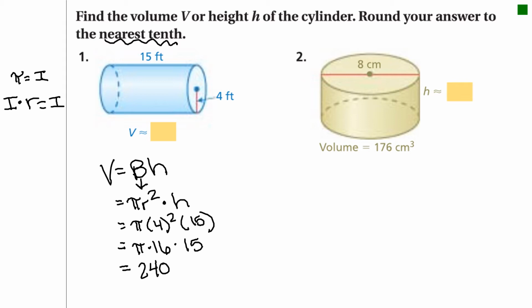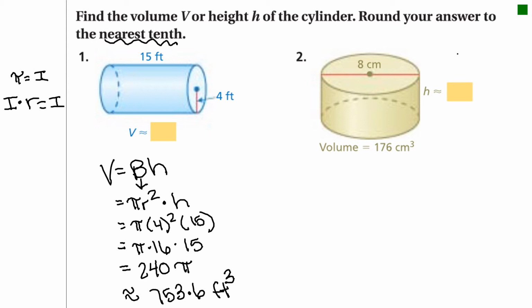So 240 pi is what the volume is exactly, but we want to round to the tenth, so I'm going to multiply by 3.14, and I'm going to get the approximation of 753.6 feet. Volume is measured with cubes. All right. If you got within reason of 753, I'm usually okay with it. Without reason, I'm not going to be okay with your answer. So be careful. All right, that's how we find the volume of a cylinder.